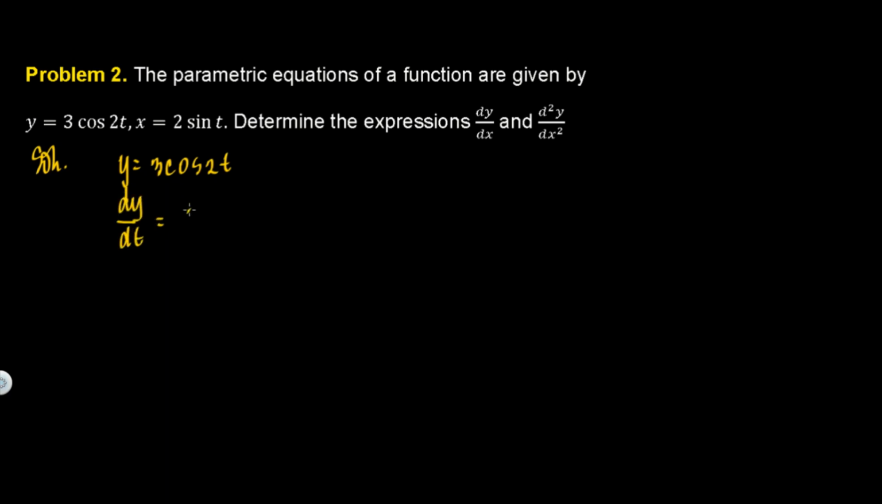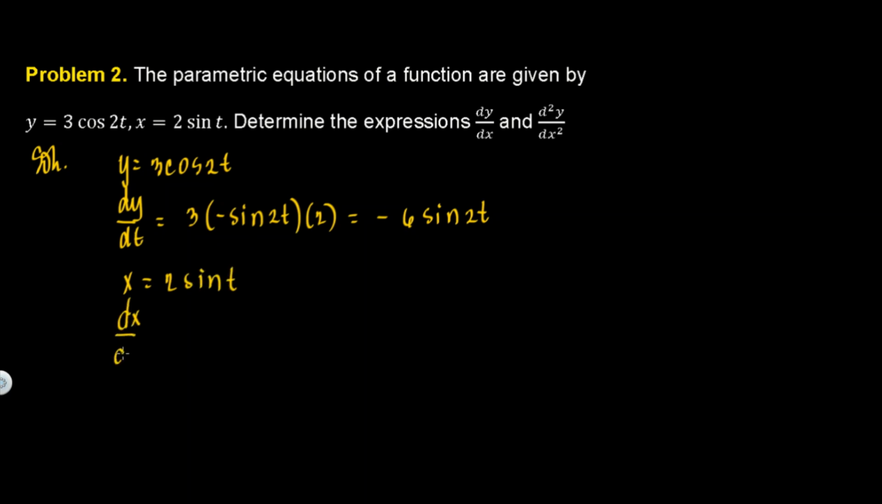Okay, so 3 times the derivative of cosine 2t is negative sine 2t. Then derivative of 2t is 2. So this is equal to minus 6 sine 2t. Okay. Then the other equation is x equals 2 sine t. So differentiate this with respect to t. So we have 2 cosine of t. Derivative of t with respect to t is 1.